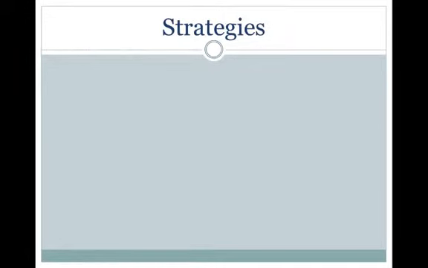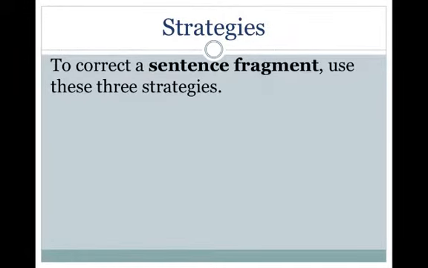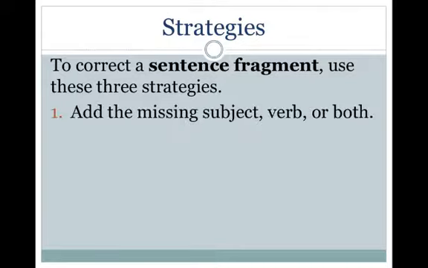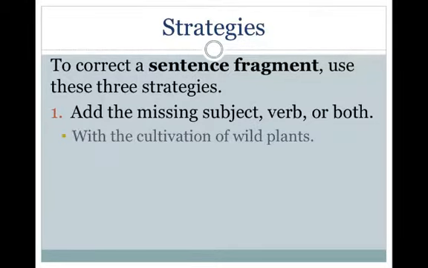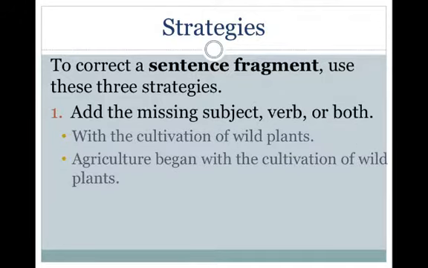Now, here are some strategies to correct a sentence fragment, which really isn't a full sentence. Use these three strategies. One, add the missing subject, verb, or both. For example, with the cultivation of wild plants. This is a sentence fragment. There's actually no subject or verb. Agriculture began with the cultivation of wild plants. Now we've got a subject followed by the verb.